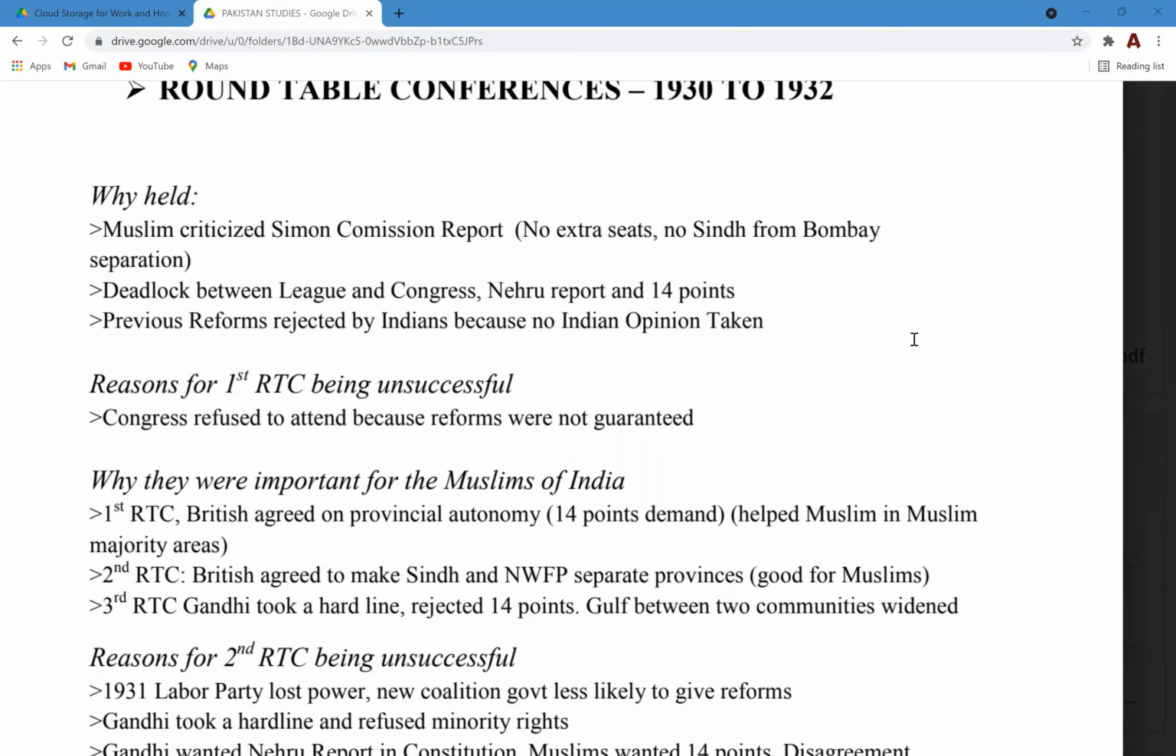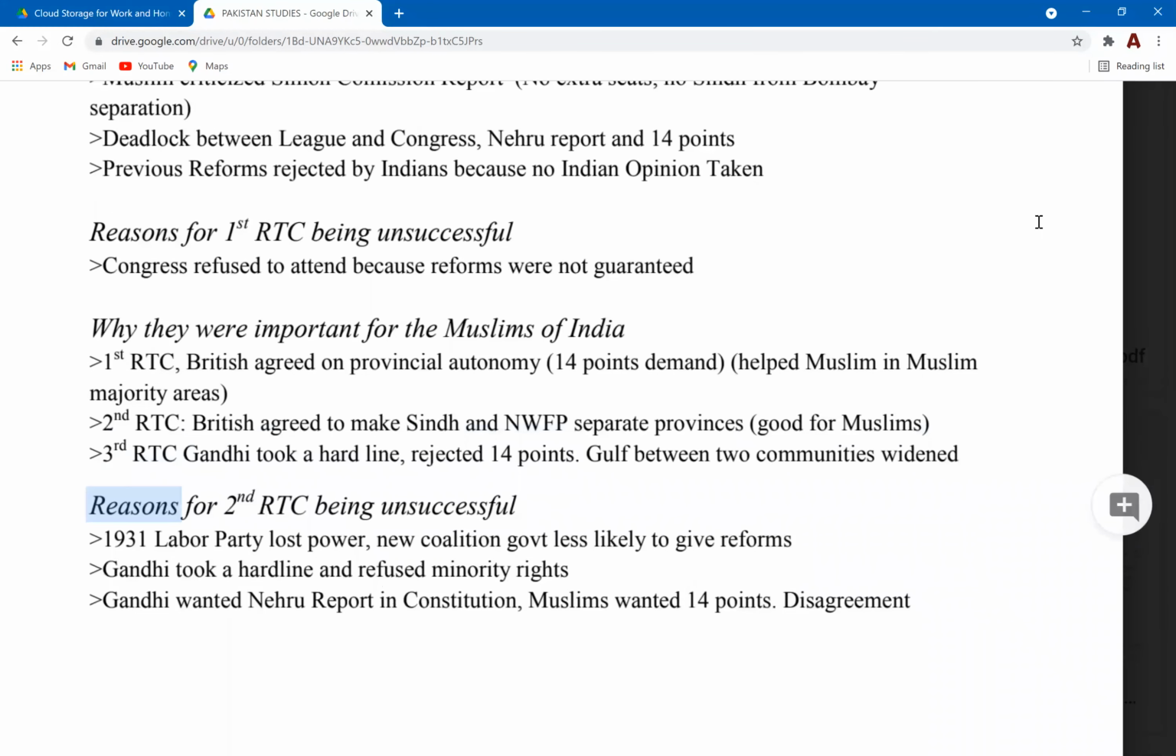So a total of 3 roundtable conferences. Number one, the first roundtable conference was unsuccessful. The second was also unsuccessful, and the third was also unsuccessful. After these 3 roundtable conferences, the British were still not able to bring the two communities to a solution. The reason the first roundtable conference was unsuccessful was because Congress refused to attend it. When the leaders of Congress did not attend, how could they make up a solution to the problems? A very important political party of India was not present. Congress, the Hindus, who were a majority at that time, had no one to represent them. This is why they couldn't make any solution. So the objective of the roundtable conference was unsuccessful.